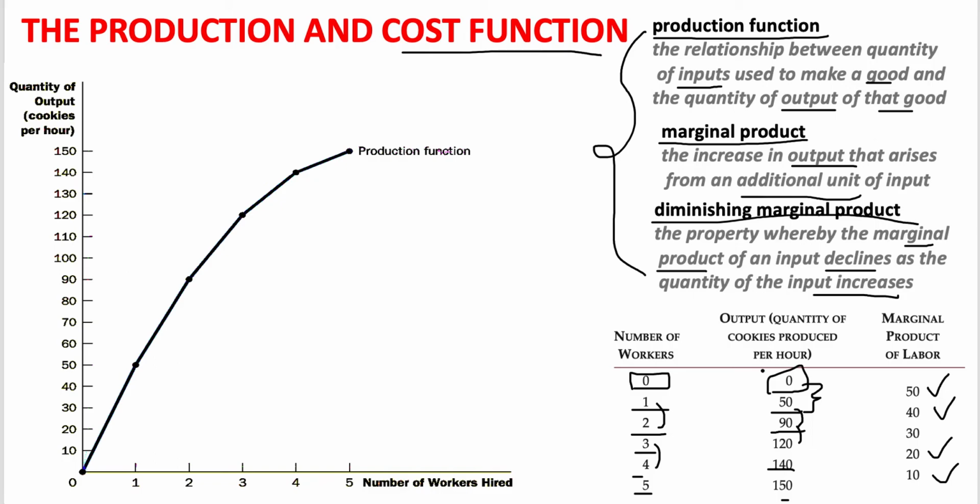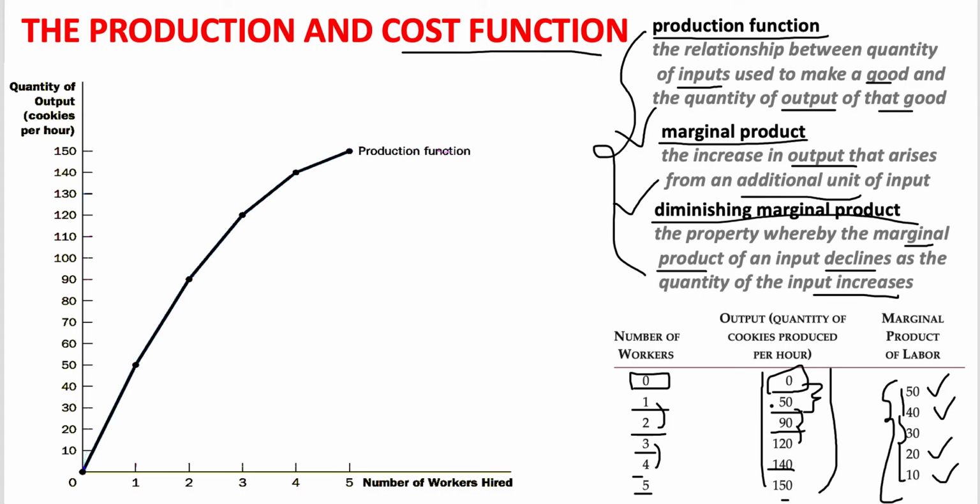So this is actually talking about the total production, and this is the marginal product, which we have discussed. And we also see that each additional labor is contributing less than the previous. This decline in the contribution of additional labor is known as diminishing marginal product.